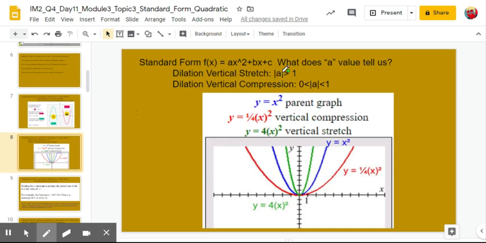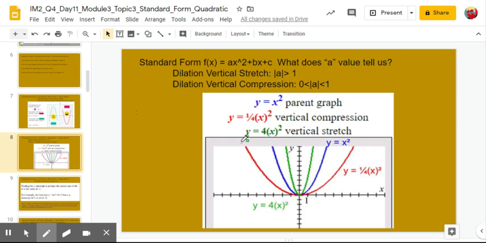So what we say is if the absolute value of a is greater than 1, meaning it's 1.5, 2, 3, 4, 5, could be -1.6, could be -10. That's still great. The absolute value is greater than 1. Those are all examples of a vertical stretch, a vertical dilation. That's a stretch. If the absolute value of a is between 0 and 1, so 1/4, could be -1/4, could be -2/3, or it could be +2/3. Those are all vertical compressions that make the parabola wider or fatter.